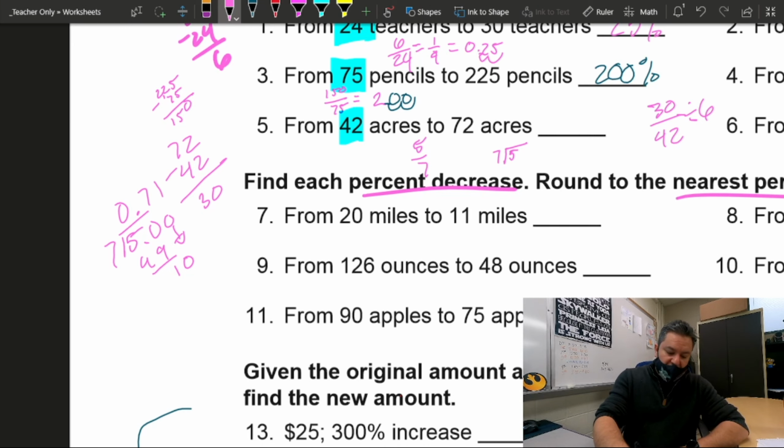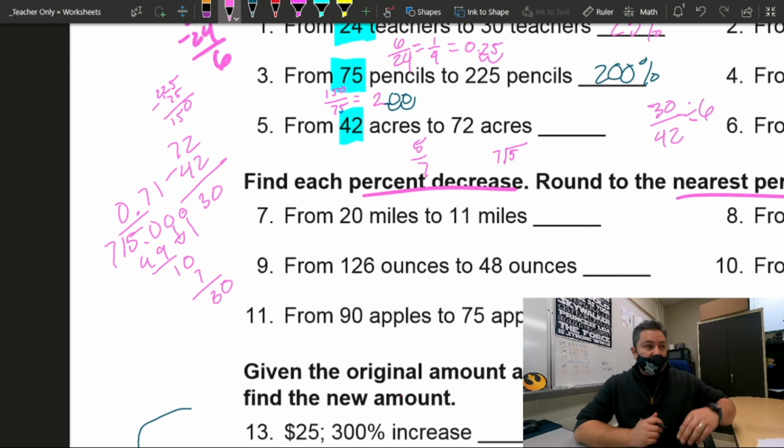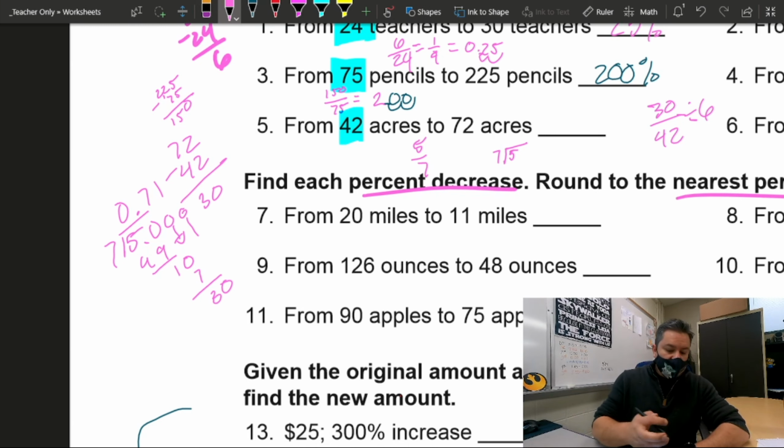7 goes into 10 one time. 1 times 7 is 7. Subtract and you get 3. Add another 0. Bring it down. 7 goes into 30 4 times. I'm going to stop right there. I don't need to go any further.